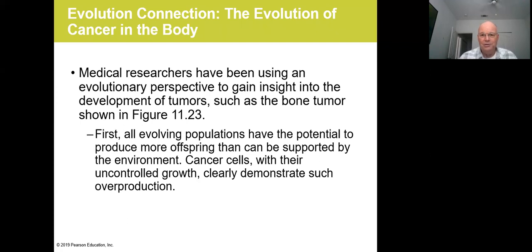So one of the issues, or one of the proposals, or one of the observations, I guess, that Darwin and Wallace made is that every population produces way more offspring than the environment can support. And basically, that's what cancer cells do. They overproduce themselves. They grow in an uncontrolled fashion. So they are clearly producing far more cells than they ought to be producing. They're overpopulated.